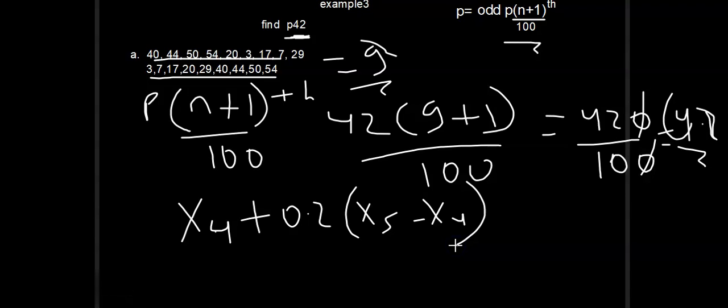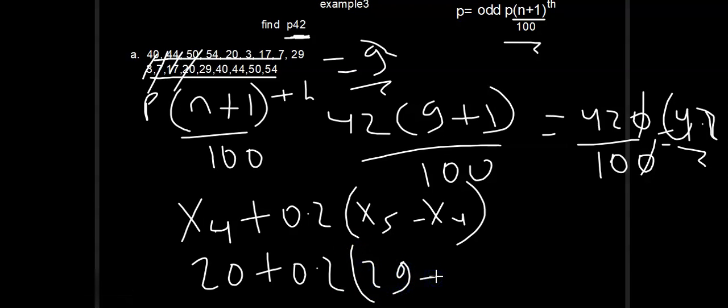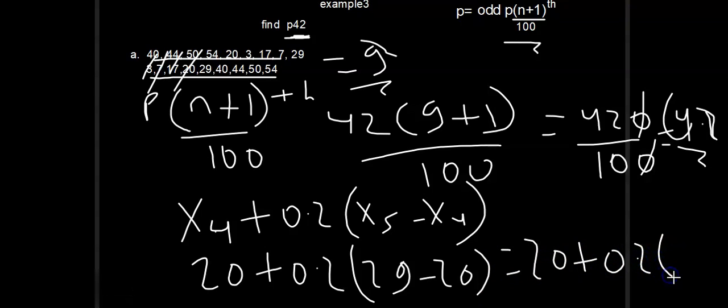Now x4 will be what? 1, 2, 3, 4, so it will be 20. 20 plus 0.2, and then x5 will be what? It will be 29. So 29 minus x4, which is 20, so it will be 20 plus 0.2 times by 9. Now, 0.2 times by 9 is what? It is 1.8. So 20 plus 1.8.